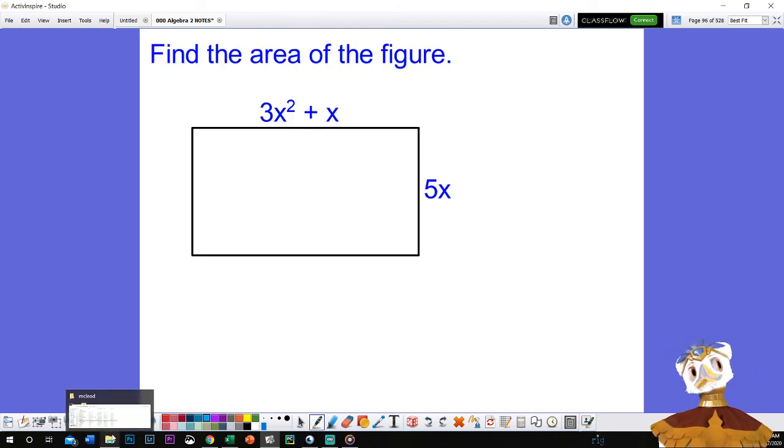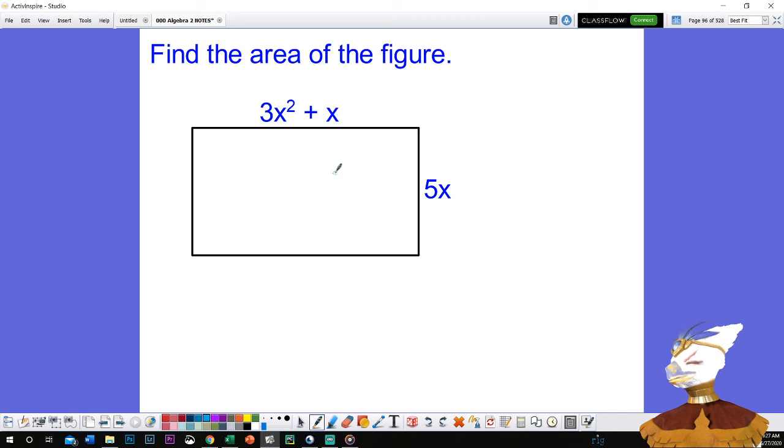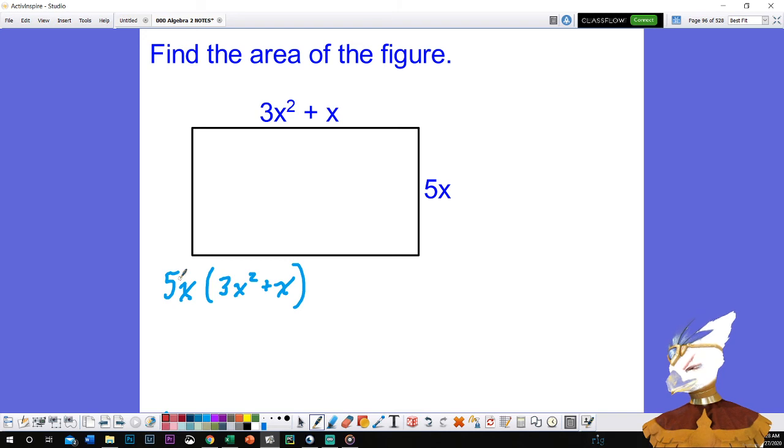Finally, let's talk about area. To find the area of any figure, you're going to multiply the length times the width. So we're just going to take 5x times 3x squared plus x. In order to do that, you remember your friend distribution. You're going to multiply those and multiply those. So it's the same as 5x times 3x squared.